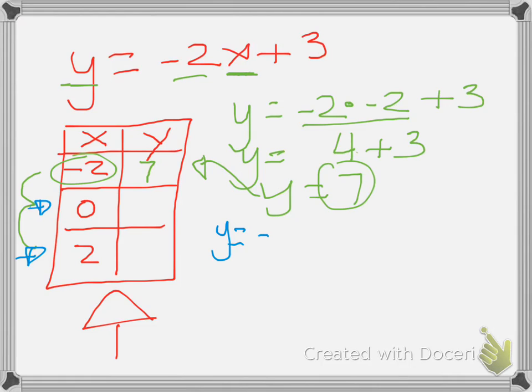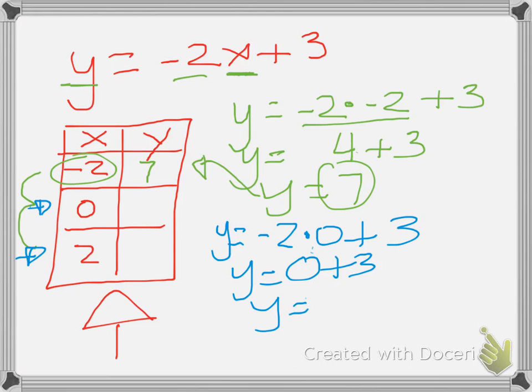The second time it looks like this. Y equals -2, and instead of times -2 this time, we're going to say times 0, which is our second point. Plus 3, like this. And now -2 times 0 is just 0, plus 3, and that, of course, is just 3. So we put that right here next to the 0. Then we're going to make the x a 2 this time for this last one.